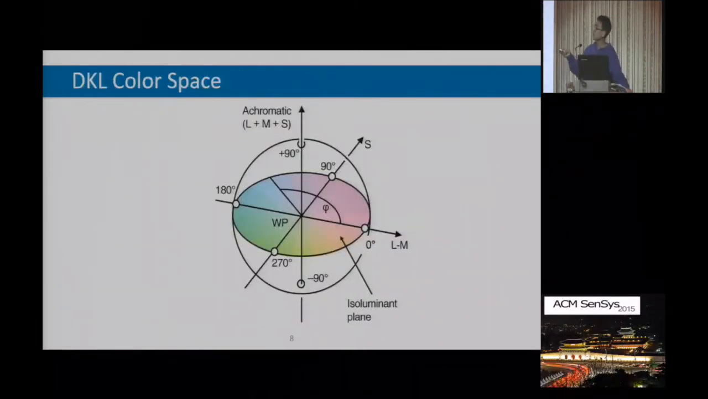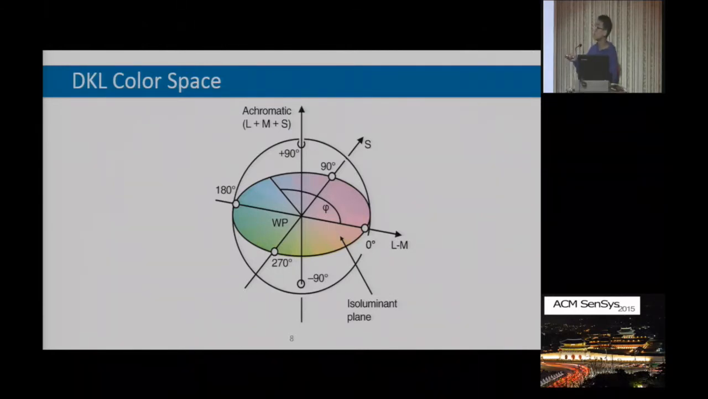The DKL color space looks like this. DKL uses 3 axes to describe this color space: the S-axis, the LM axis, and the achromatic axis. For any given plane perpendicular to the achromatic axis, the colors on this plane have the same luminance. The biggest of these planes is called the isoluminant plane.